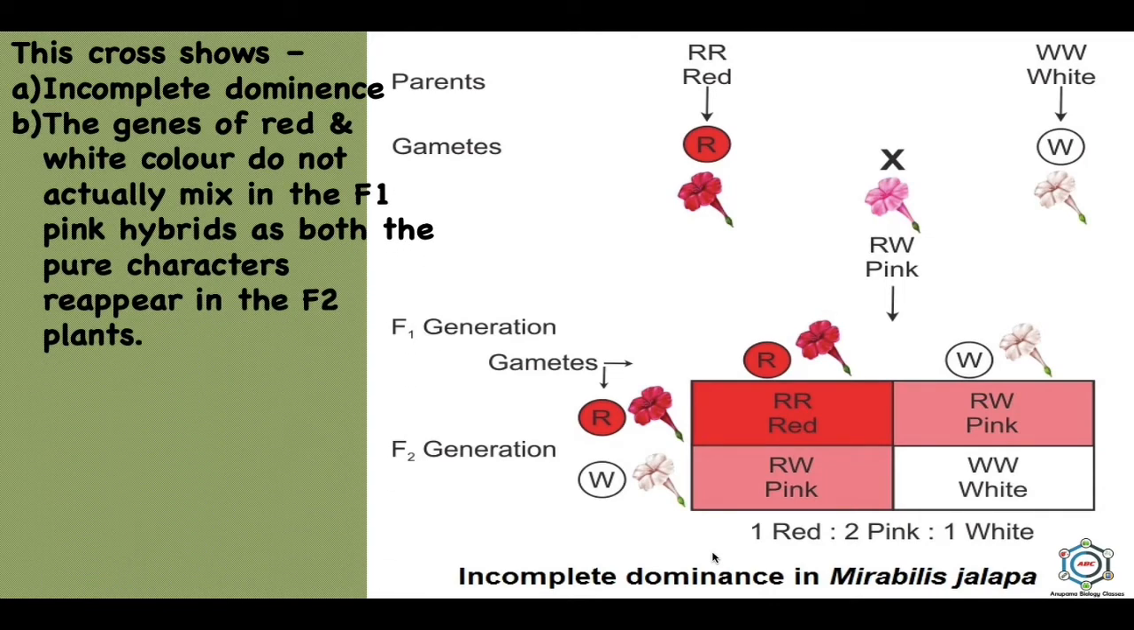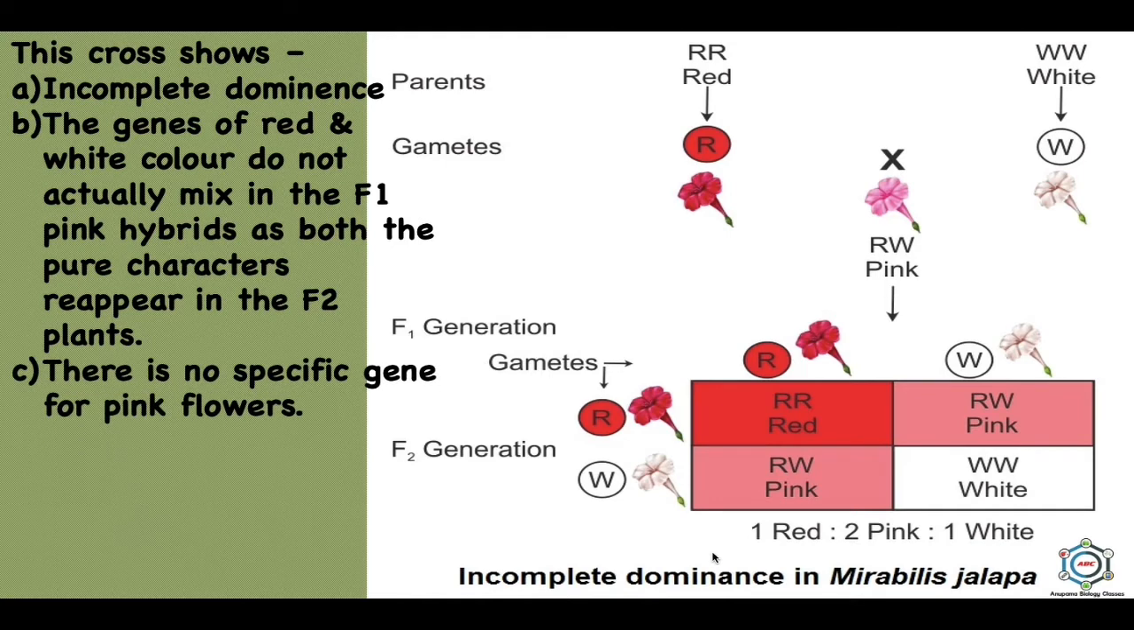The genes of red and white color do not actually mix in the F1 pink hybrids, as both the pure characters reappear in the F2 plants. There is no specific gene for the pink flowers. It is a quantitative effect of genes. It means the homozygous plants WW are unable to produce the flower pigment, and the heterozygote plant RW can produce only half the amount of flower pigment produced by the homozygous plant RR.